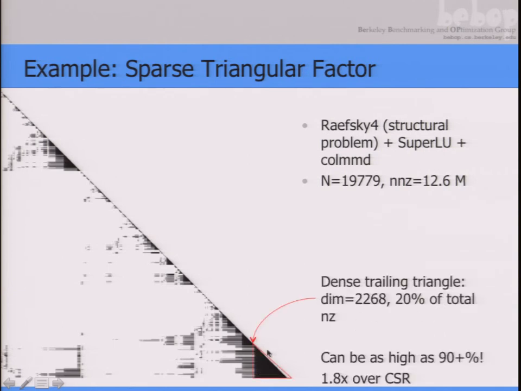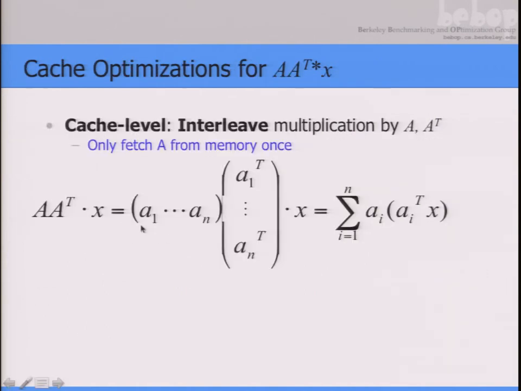So in this particular case, 20% of the non-zeros of this sparse triangular matrix are sitting down here. And so at that point, you might as well say, I'm not sparse anymore, I'm dense. I'm going to switch to a dense format and use the optimized BLAS at that point. And that can get you a factor of 1.8. Okay? So one more example. I think I have time for this.